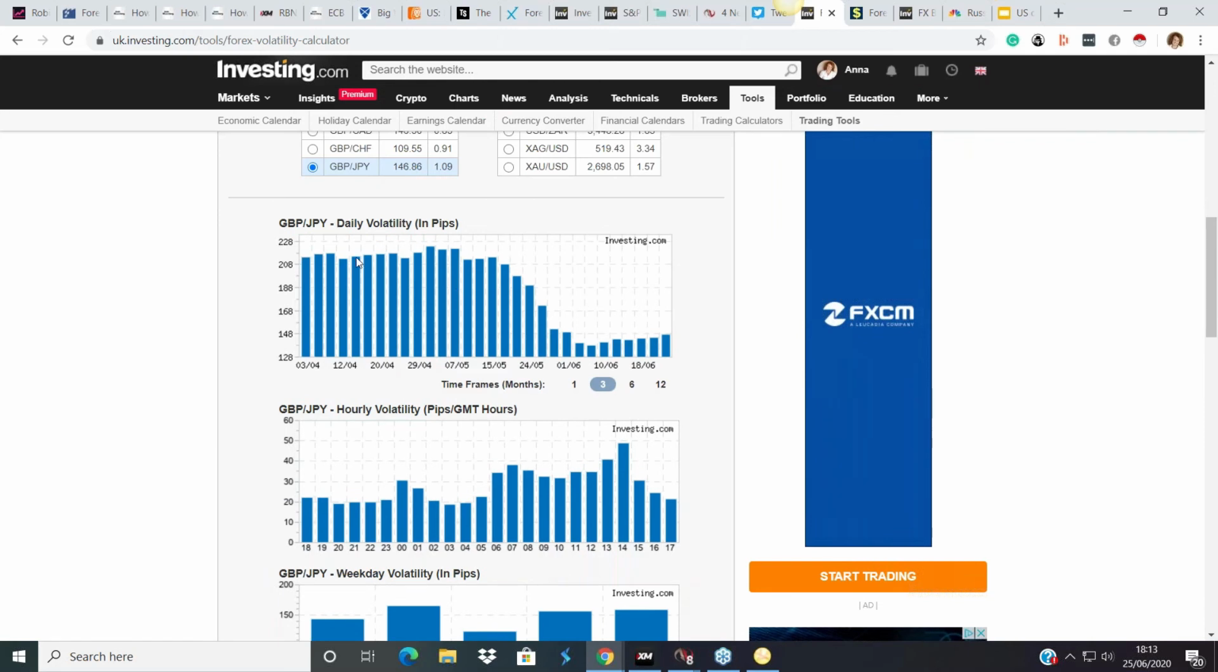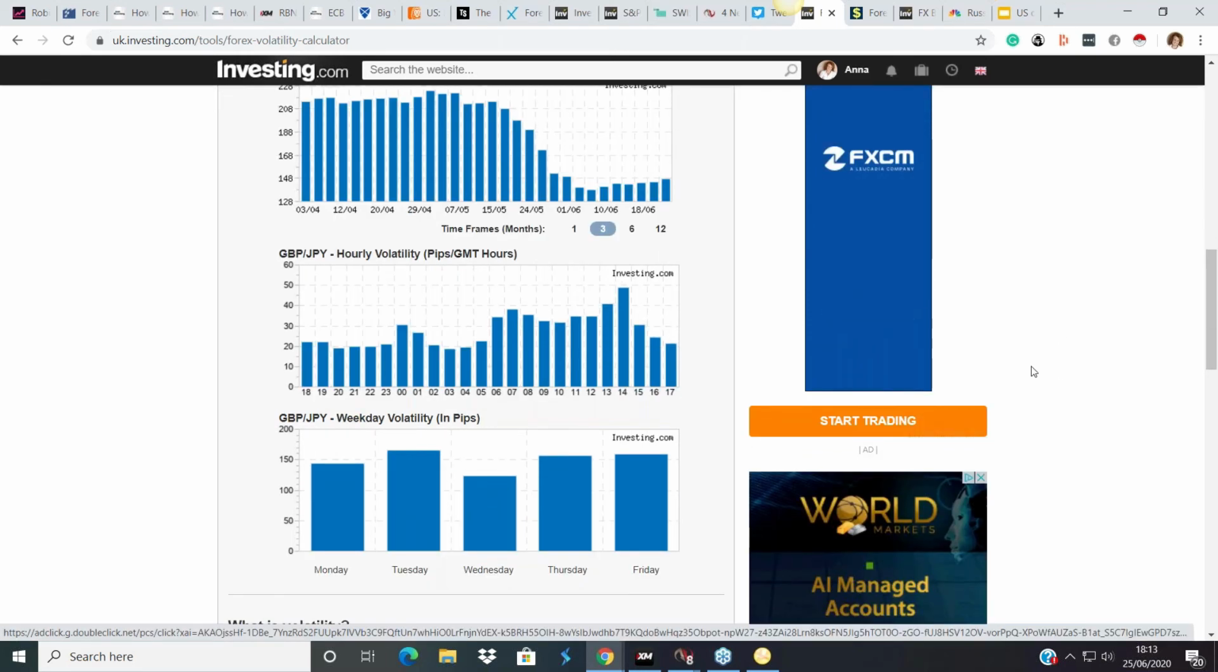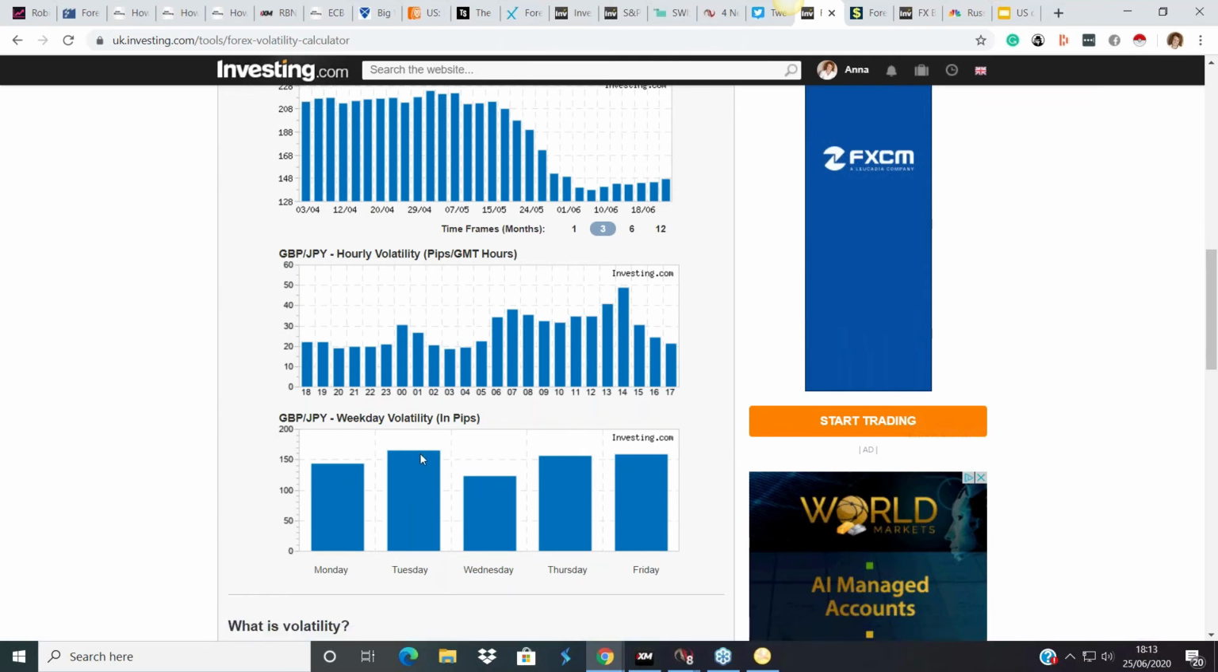Let's have a look. The daily pip range, well, that's gone down, but look at the number of pips it can move. Huge numbers, but it is very, very volatile. It's increasing slightly. What time? Again, 2 in the afternoon. Not so much at the fix, very much so at the London open, but also during the Asia session. I'm not surprised, because it's got a yen in the pair. And the days, well, Tuesday seems to be a good day, Friday seems to be a good day.